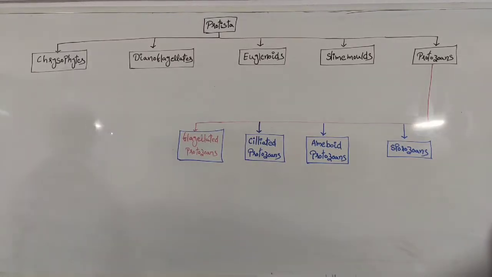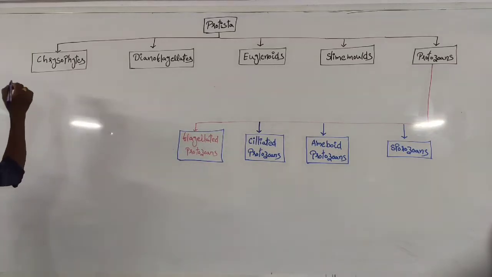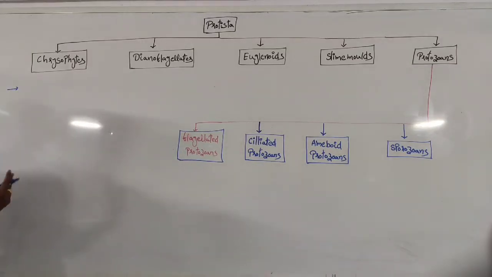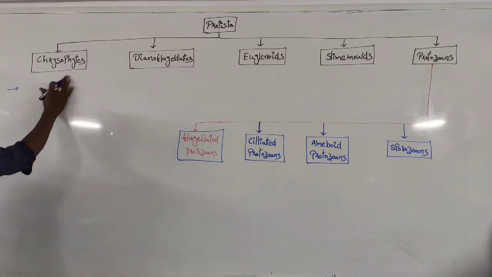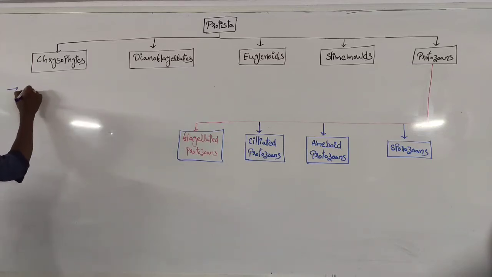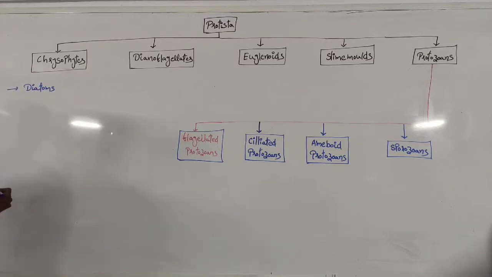Here the very first one is the chrysophytes. Remember, chrysophytes, this is just an introduction. Again, we'll discuss the detailed structure of the chrysophytes and the total points regarding the chrysophytes. This is just the introduction regarding the protista organisms. The best examples of chrysophytes are diatoms. These are the diatoms.